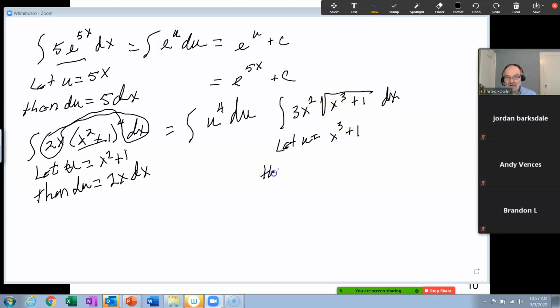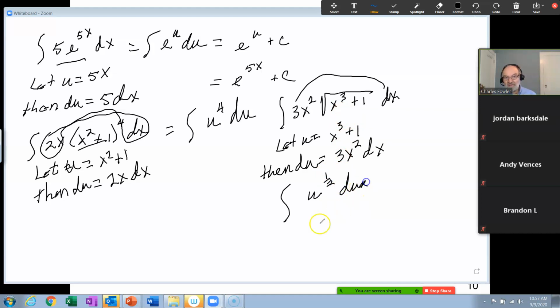So then, always follow the let by then. du is equal to, anybody? 3x squared dx. Perfect. Isn't this fun? Here's your 3x squared dx. That's the du. And I'm going to rewrite the integral to be this: u, that's the inside, to the 1/2 du.